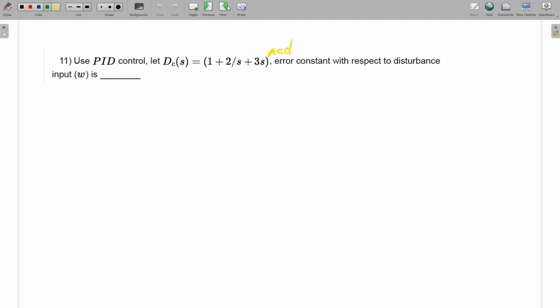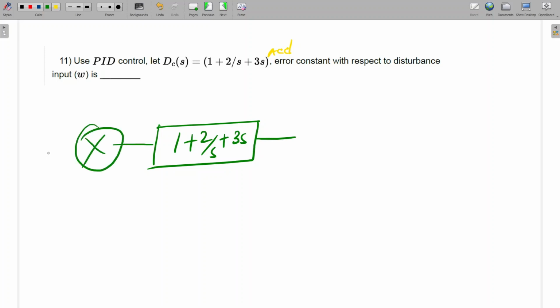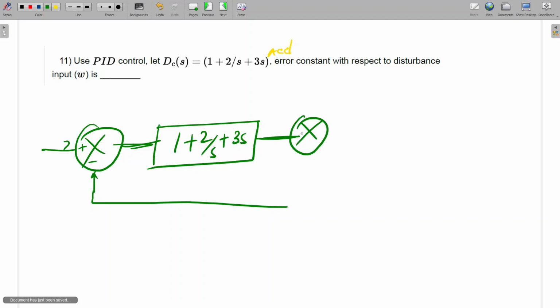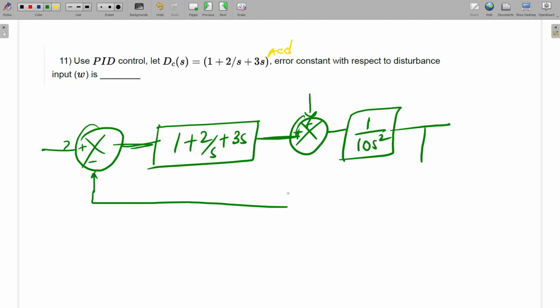Okay. So let's say GCF is 1 plus 2 by s plus 3s. And here, plus, this is the disturbance, 1 by 10s square. Okay.